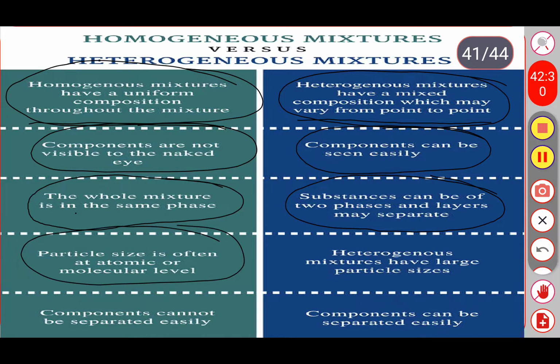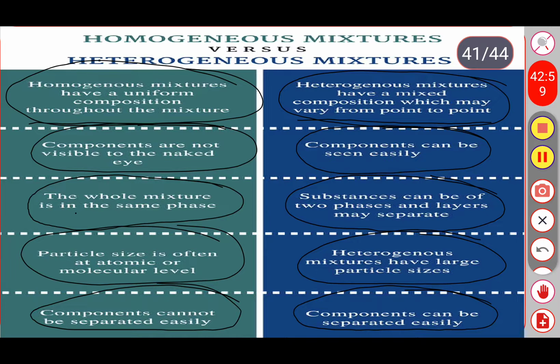And the next difference is that the components of a homogeneous mixture cannot be separated easily, but the components of heterogeneous mixtures can be separated easily with the help of filtration or magnetic separation also. So these are some of the differences between homogeneous and heterogeneous mixtures.